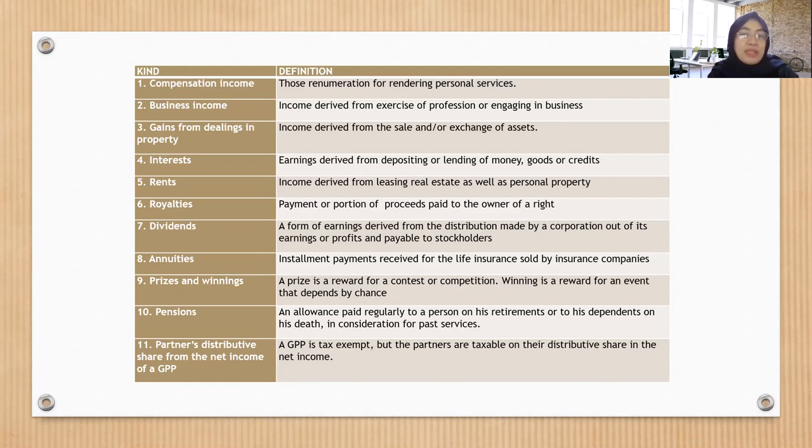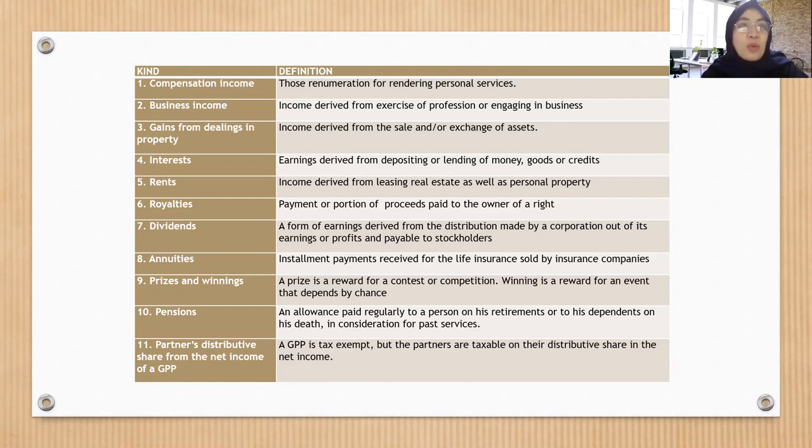Interest earnings derived from deposit or lending of money, goods, or credits. So the lending institutions that are popular now, those are earning interest income as part of their gross income subject to normal tax. Rent, from leasing of real estate as well as personal property, so you know how it goes. Royalties, payment or portion of proceeds paid to the owner of a right. So if you're a recording label, you have all of these royalties for the composition of your music, okay? Or if you're publishing with several authorships under its wing, royalties paid are also considered a normal income tax item, okay? Part of your gross income.